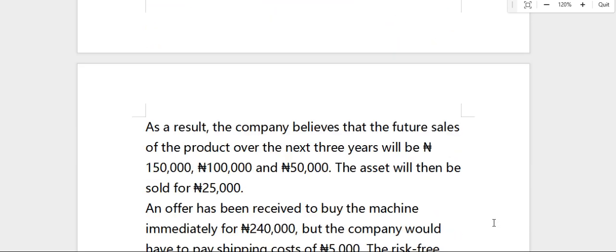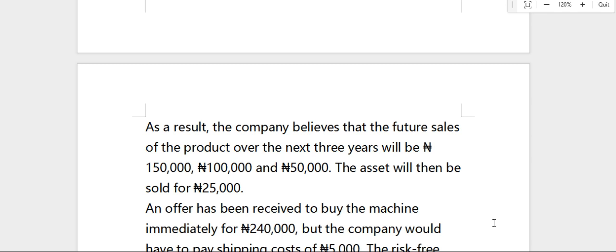Now let's read further. It says, as a result, the company believes that the future sales of the product over the next 3 years will be 150,000, 100,000, and 50,000. Then the asset will then be sold for 25,000. When you see something like future sales, you should know that by this question, you are going to determine what we call the value in use. They have already given us our cash flows. But one thing that we have not yet seen is the discount factor that we will use to get the present value of our cash flow.